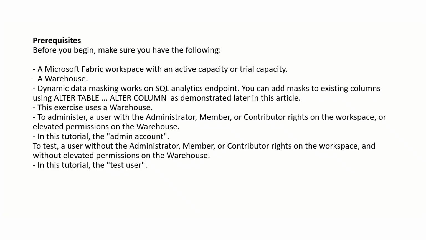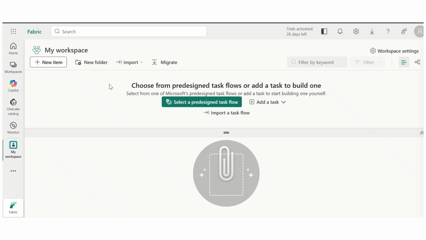Before you begin, make sure you have a Microsoft Fabric workspace with an active capacity. For this demo, you start by creating a workspace. What do I mean by workspace? Workspaces are places to collaborate with colleagues in order to create collections of items. Items in this case, I'm referring to your lakehouse, your warehouse, and your reports.